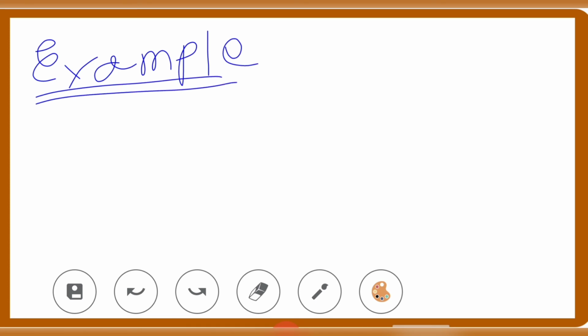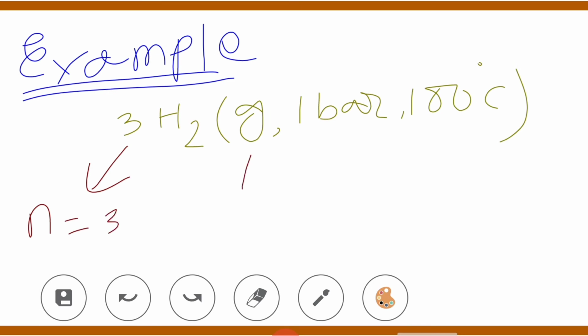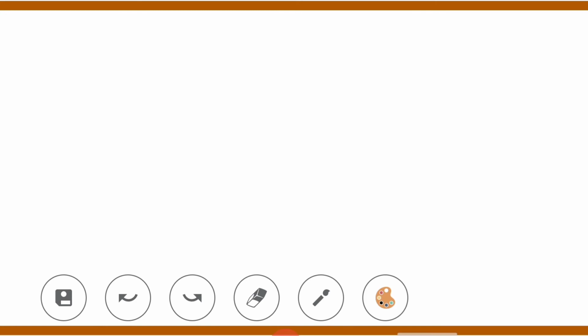Here, 3 H2(g), 1 bar, 100 degrees centigrade. Here 3 stands for mole, that is n is equal to 3. G stands for gas. We know that bar is the unit of pressure, so P is equal to 1 bar, and T is equal to 100 degrees centigrade.